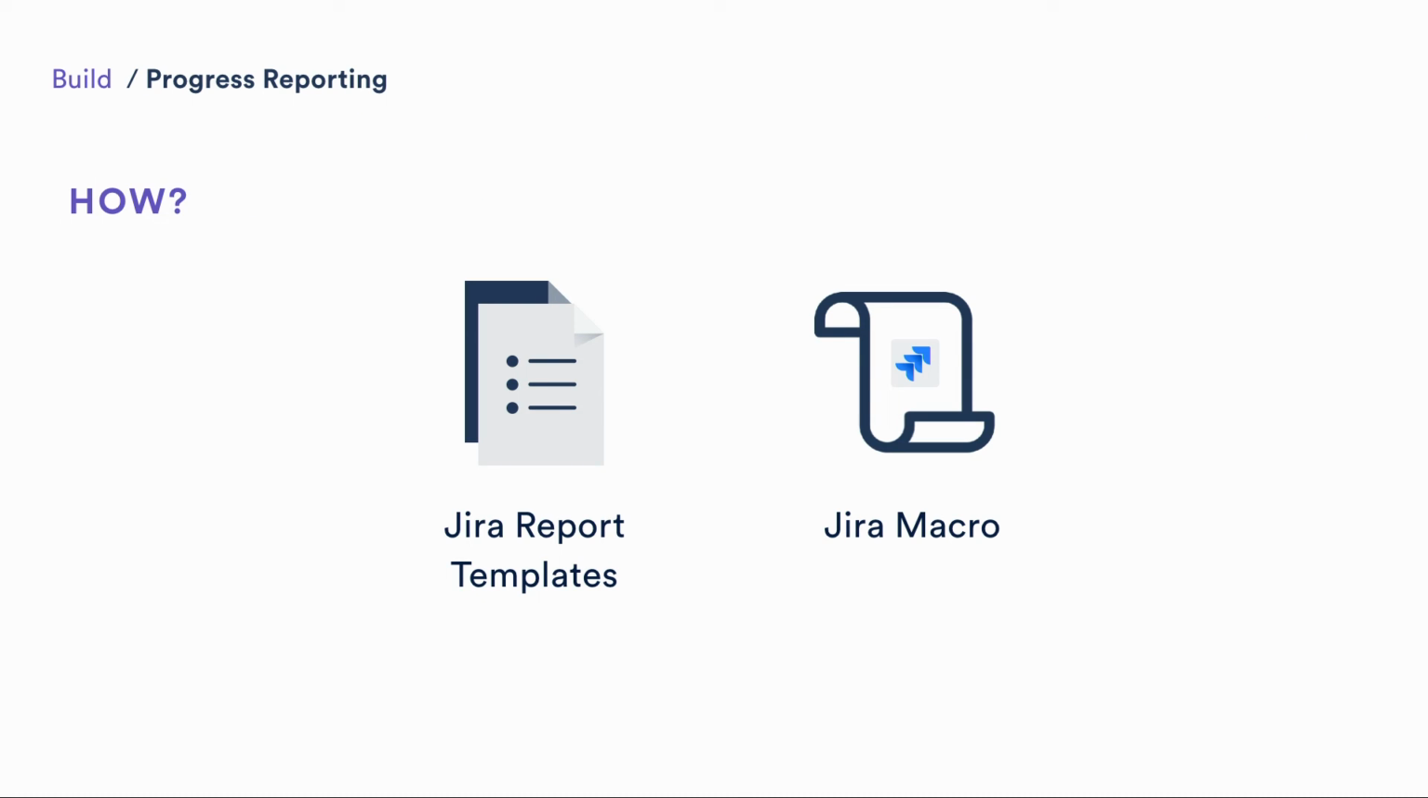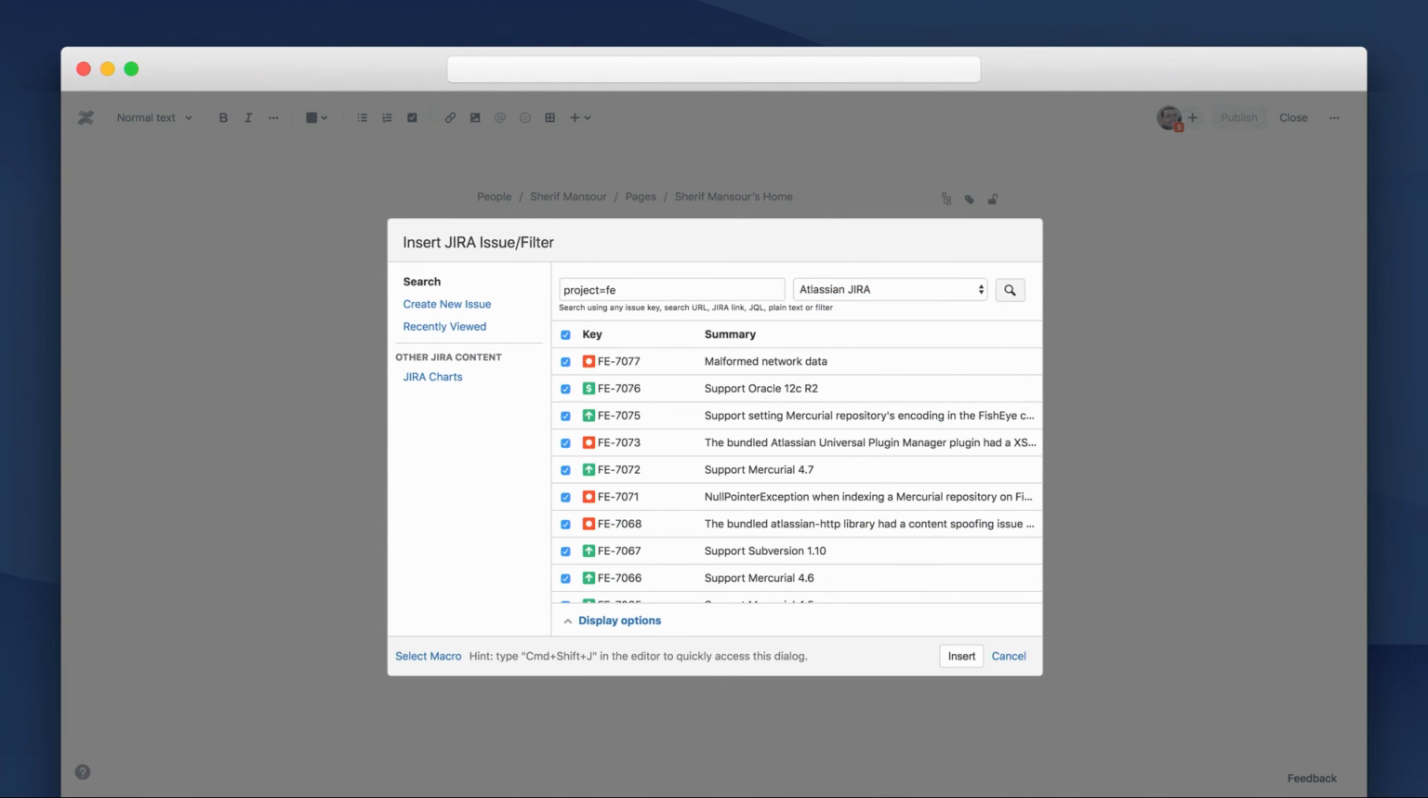So there's the two things to check out, Jira reporting templates and the Jira issues macro. The Jira Issues macro, it's a pretty awesome macro. In the editor, you can go insert Jira Issues, and you get this dialog. You can search for anything here. You can paste the link to a Jira search or just a basic search. You'll get a list of issues.